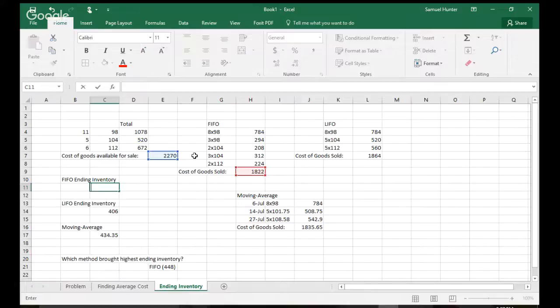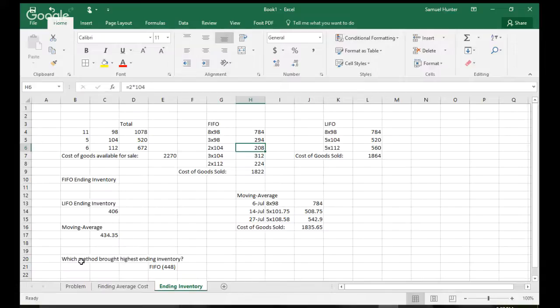Now we're going to find the inventory of FIFO. On first in, first out, the first items we sell are the first items to come in. The first ones that we bought were 11 at $98 per unit. We sold 8 units, so 8 times 98 is 784. Then we made another sale of 5, so 3 and 2, and there's 3 left over, as I said. So 3 times 98 is 294, and then the 2 at 104 is 208.